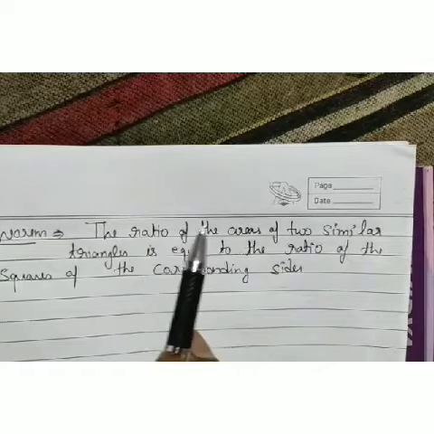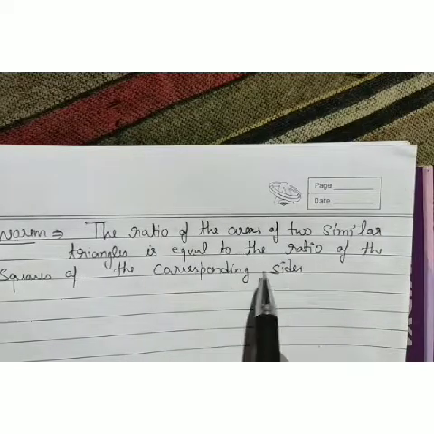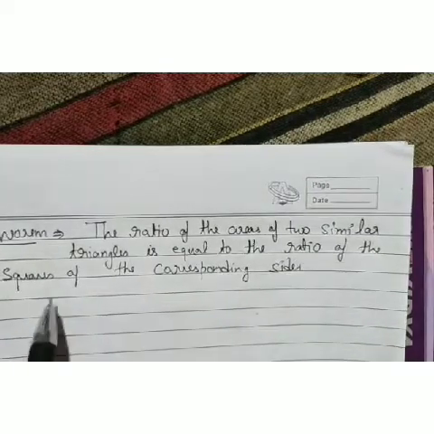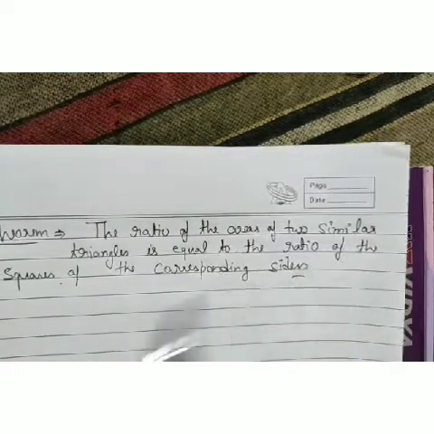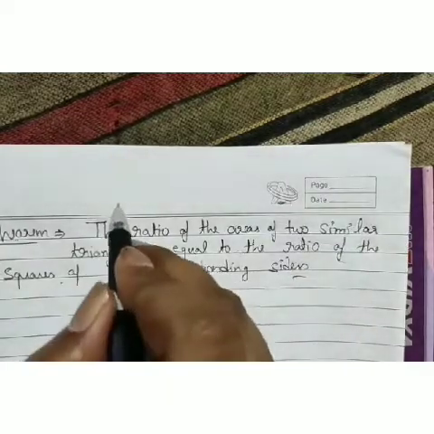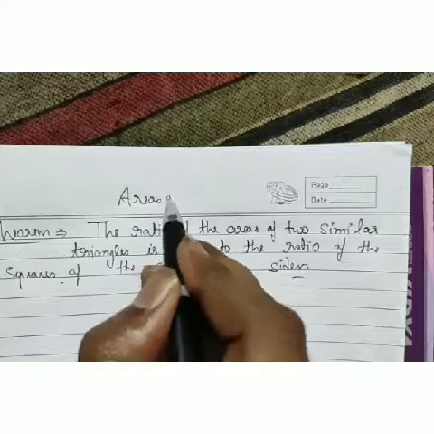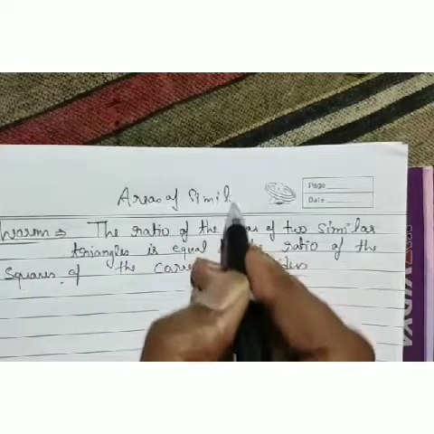The ratio of the areas of two similar triangles is equal to the ratio of squares of their corresponding sides. Now this is our statement, the statement of the area of similar triangles.